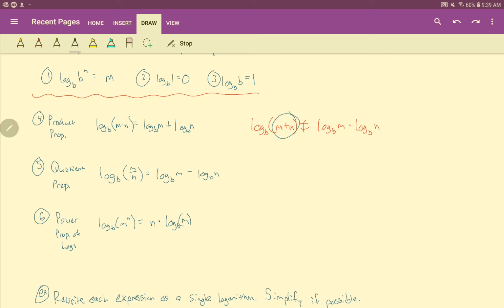But if you have an addition on the inside, that does not break up into two logarithms. Okay, so just be careful with that. Sometimes students generalize this too much, and no, we can't do that, okay?